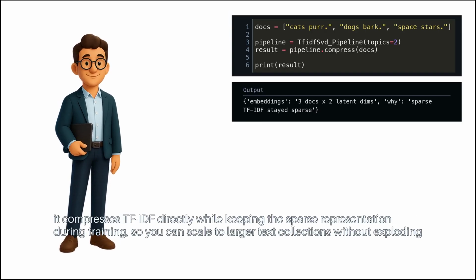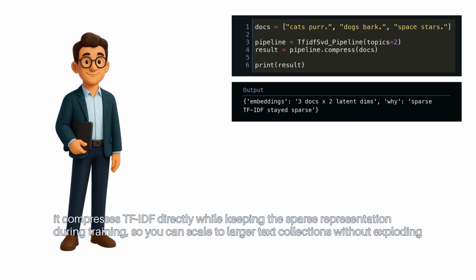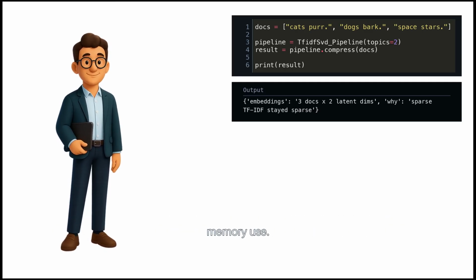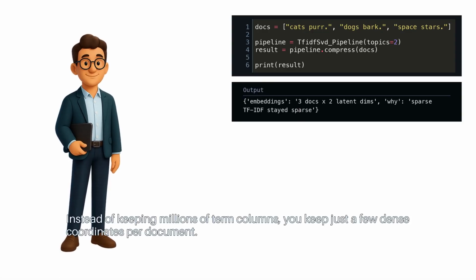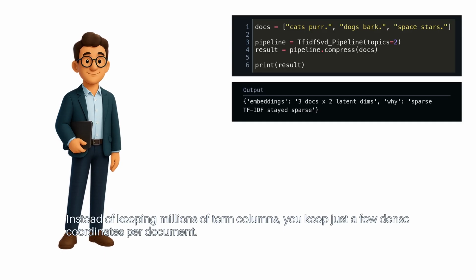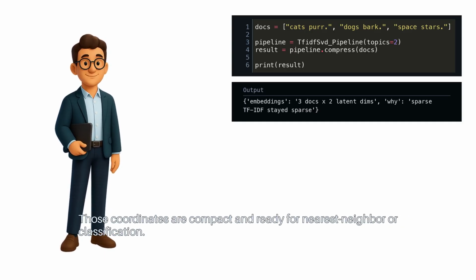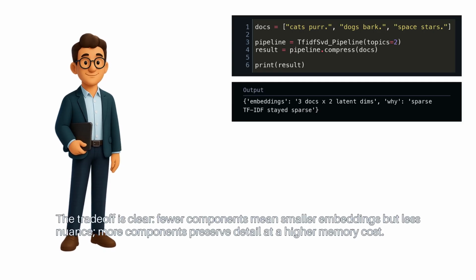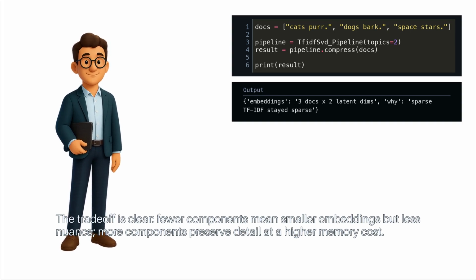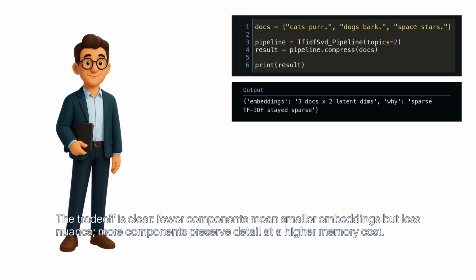It compresses TF-IDF directly while keeping the sparse representation during training, so you can scale to larger text collections without exploding memory use. Think of Truncated SVD as finding a few latent directions that summarize how words co-occur across documents. Instead of keeping millions of term columns, you keep just a few dense coordinates per document. Those coordinates are compact and ready for nearest neighbor or classification. The trade-off is clear. Fewer components mean smaller embeddings, but less nuance. More components preserve detail at a higher memory cost.